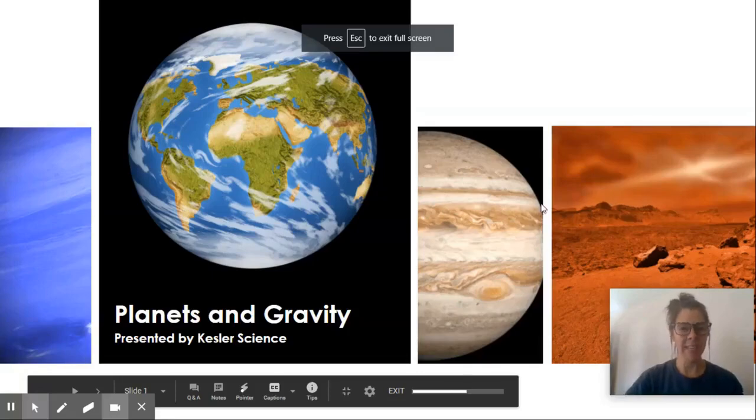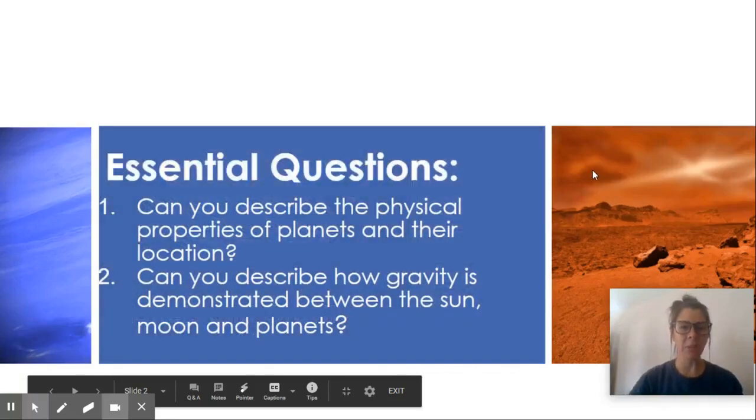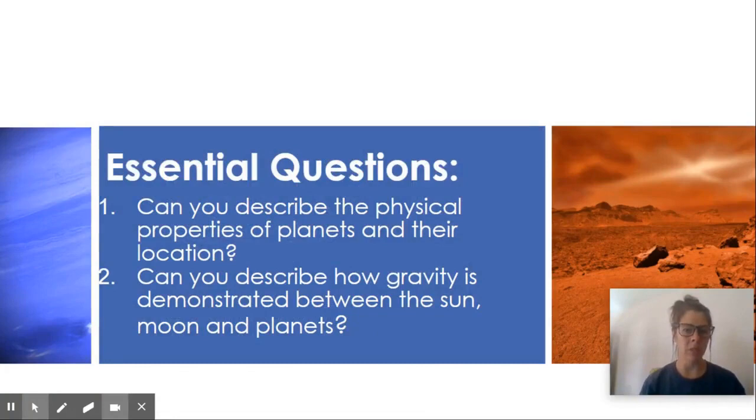Let's talk planets and gravity. First, make sure we understand the questions we want to answer. Can you describe the physical properties of planets and their location within our solar system? And then can you describe how gravity is demonstrated between those planets, as well as between the sun and the moon and the planets?